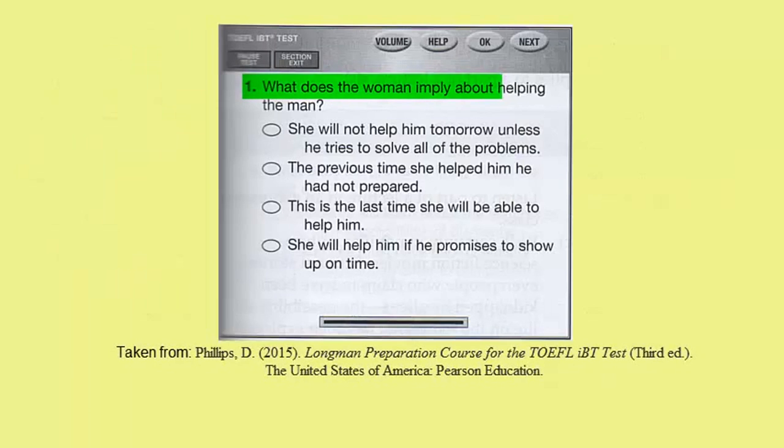This is the question. The first step is to identify it through the fixed pattern. In some cases, like in this example, a replay of part of the passage is heard. Now let's listen to the audio to understand it better.